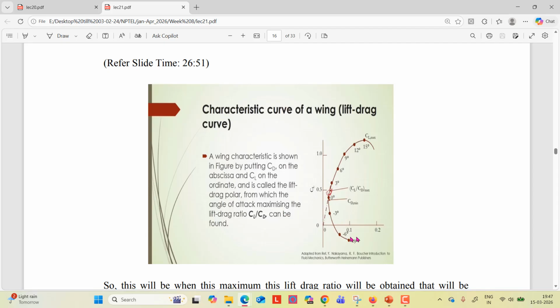So when the angle of attack is negative, the CL and CD both are negative, then it starts increasing, increasing, increasing. CL is also increasing. The drag coefficient is increasing at a very slow rate, and after reaching a maximum, CL is again going down.